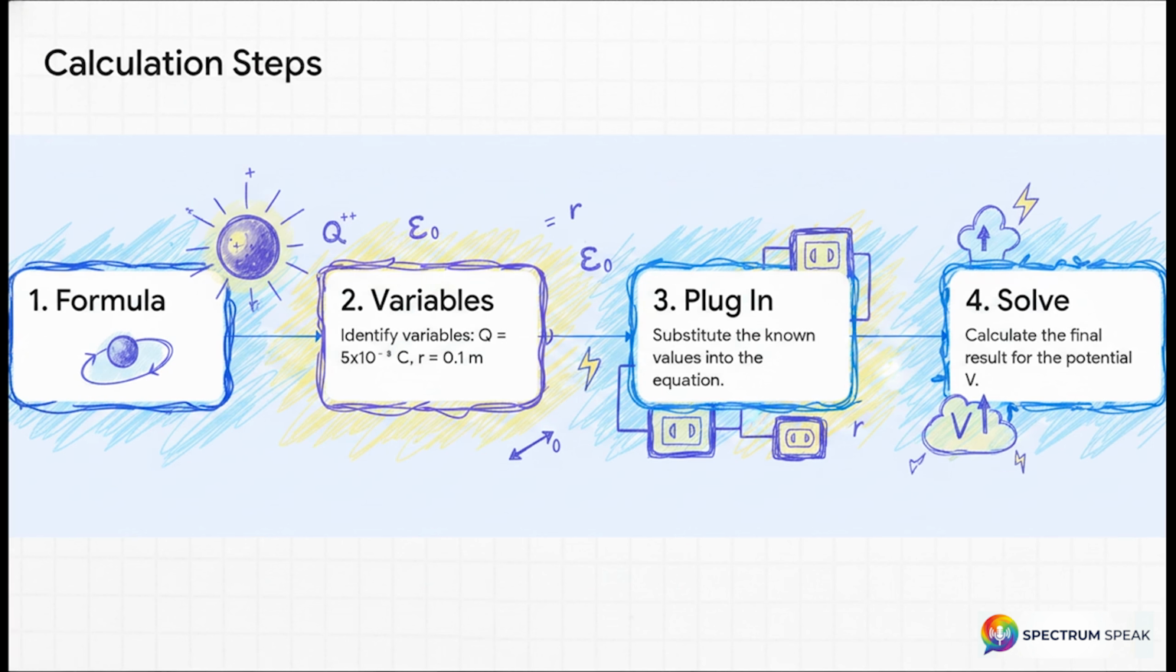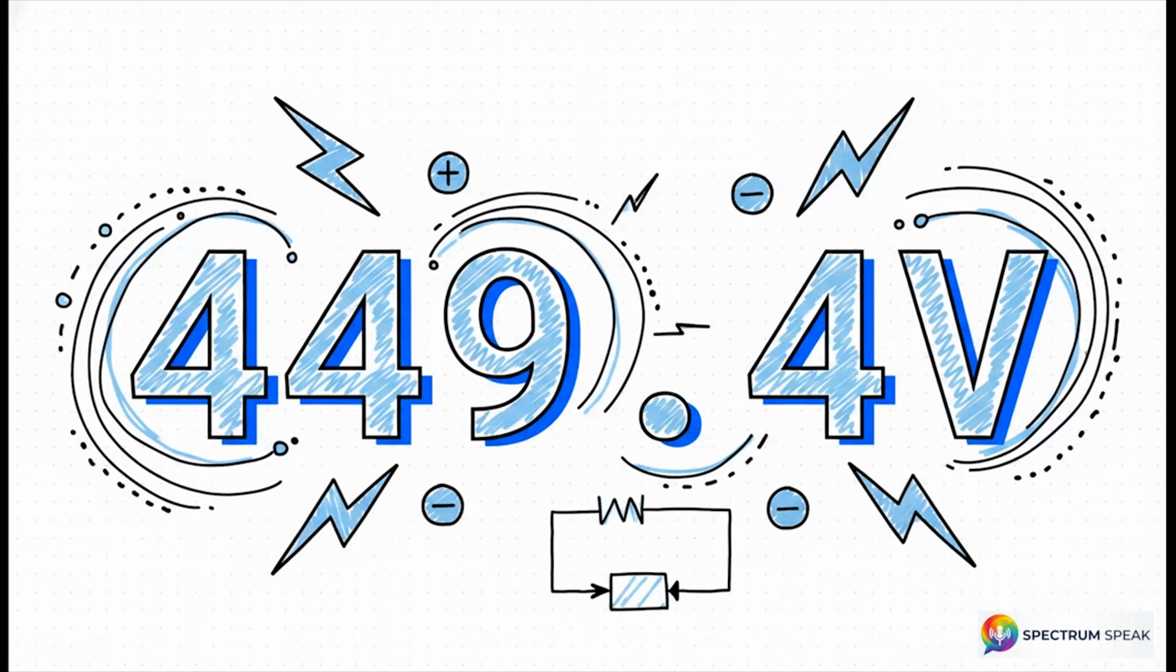Next, we line up our variables. Q is our charge, 5 nanocoulombs. R is our distance, which, careful here, we've got to convert to meters, so that's 0.1 meters. And epsilon naught, well, that's just a fundamental constant of the universe. So now that we have all our pieces, all we have to do is plug them in. And when you run the numbers and solve for V, look what you get.